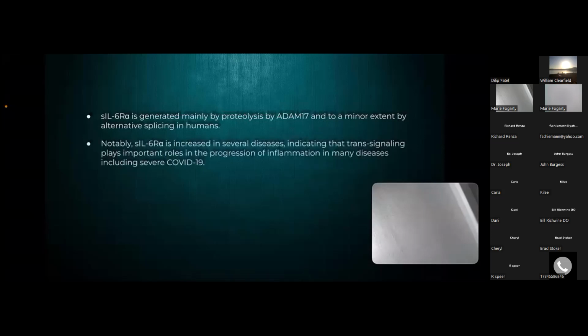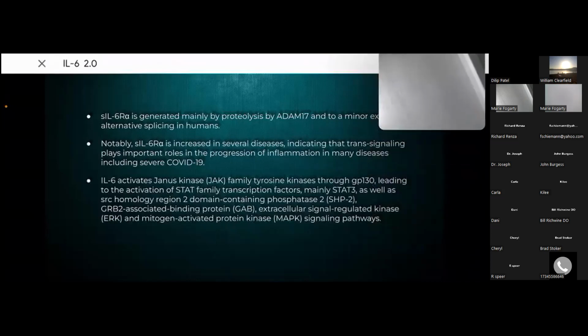Notably, soluble interleukin 6 receptor alpha is increased in several diseases, indicating that trans signaling plays important roles in the progression of inflammation in many diseases, including severe COVID-19. I almost forgot that they even said this in this article. I was kind of putting it all together in my head.